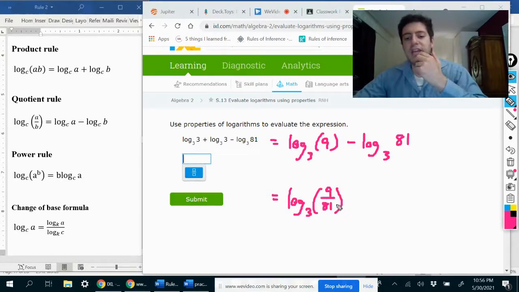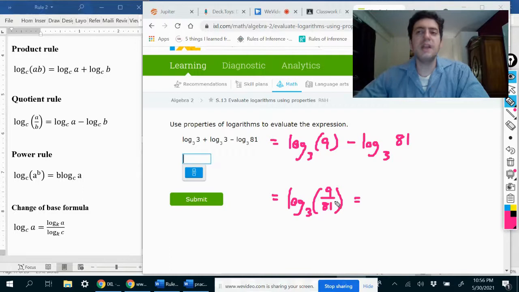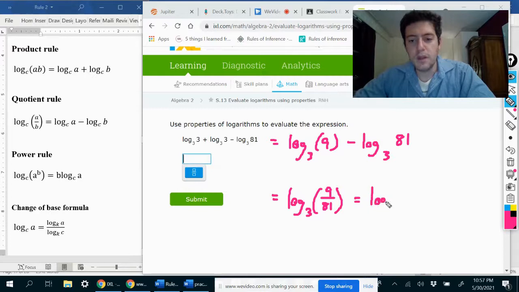You have to be careful. It's 9 divided by 81. It's not 81 divided by 9. Okay, so 81 divided by 9 would be 9, but 9 divided by 81 would be the reciprocal of that. It would be 1 over 9. So we're going to have the log base 3 of 1 over 9.